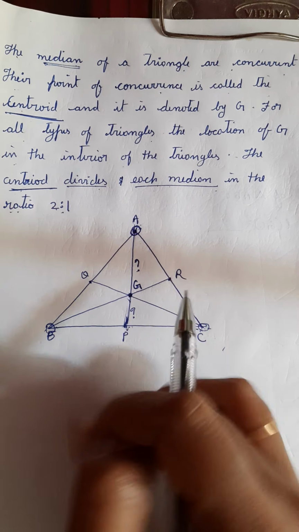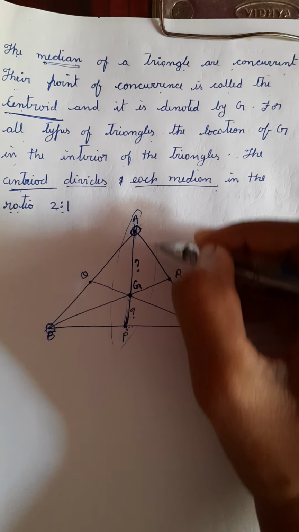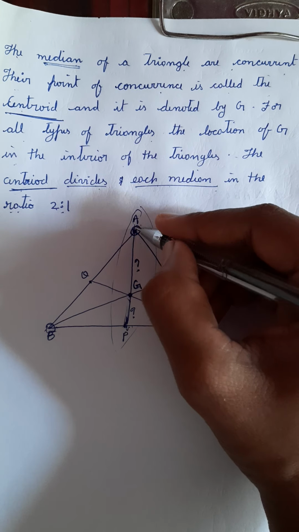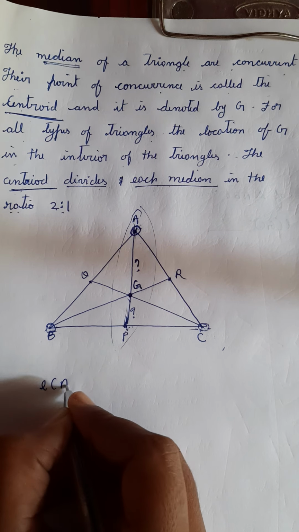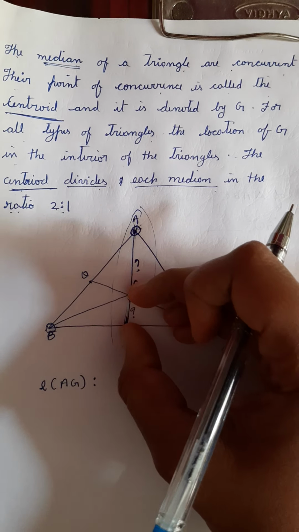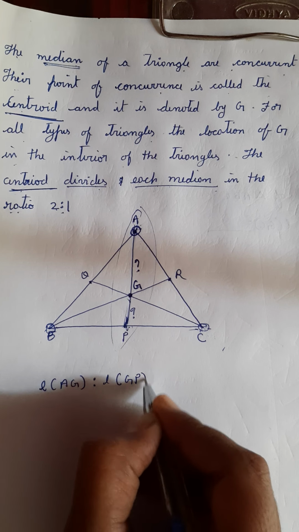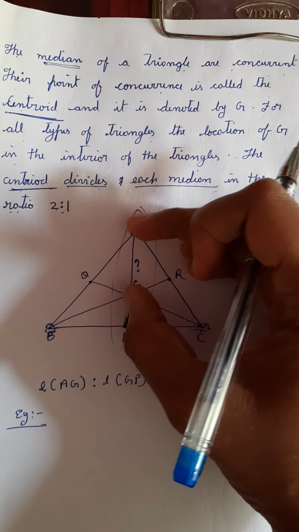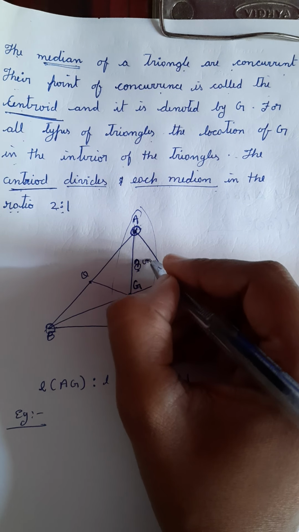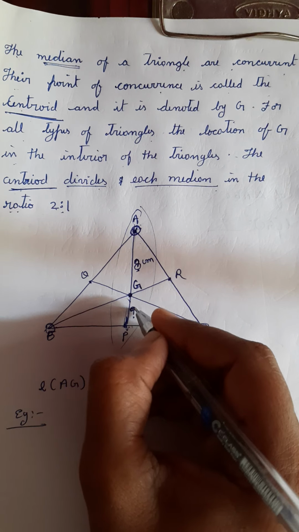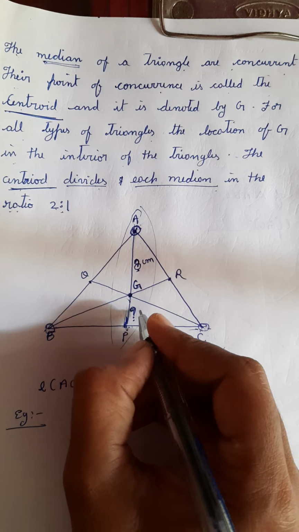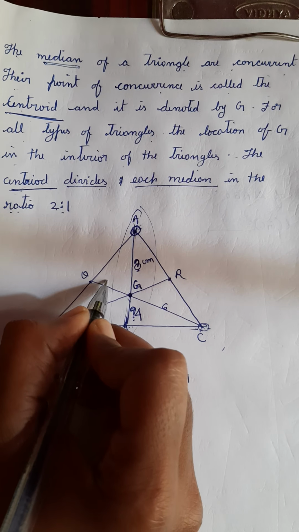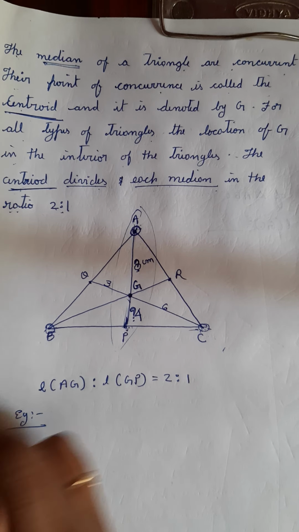Now, how to write the ratio? First median is AP. In AP, the bigger part is AG, vertex to G. The length of AG is to the length of GP equal to 2:1. Example I'll give: if the length of AG is 8 centimeters, then what will be the length of GP? Half of 8, that is 4. If the length of GC is 6 centimeters, then QG will be 3, half of this.